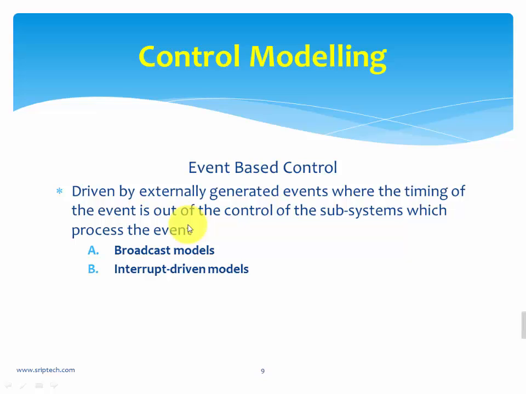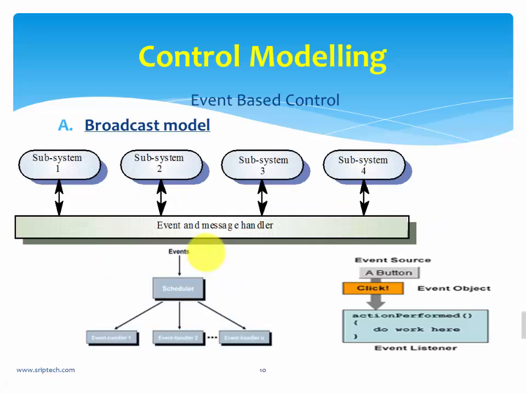Now there are two types of event based control subsystems. They are called the broadcast models and the interrupt driven models. We shall see in detail what a broadcast model is and what an interrupt driven model is. First we will see the broadcast model. In a broadcast model, the name as it implies, broadcast means sending the information to many. Now there are many subsystems. You have subsystem 1 to subsystem 4. In reality there could be n number of subsystems.